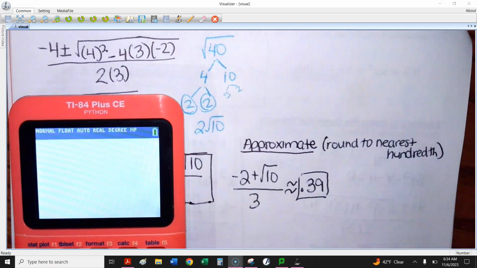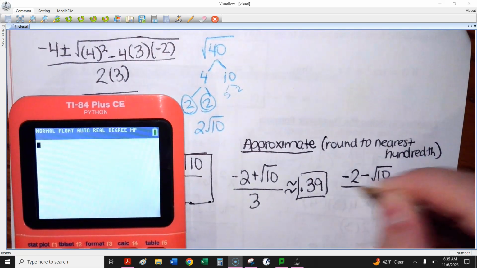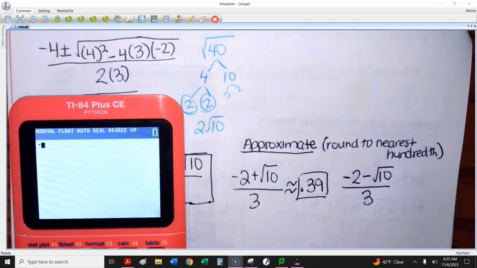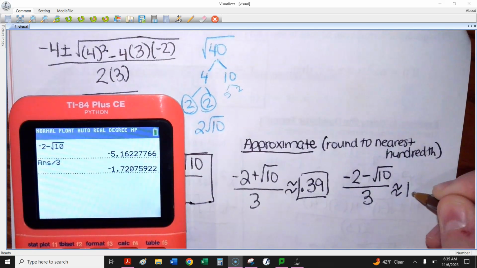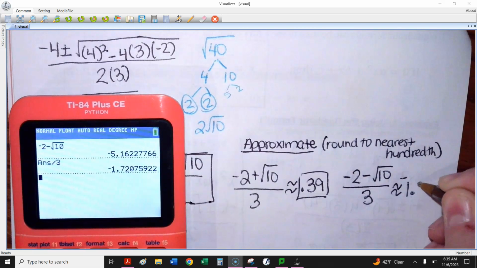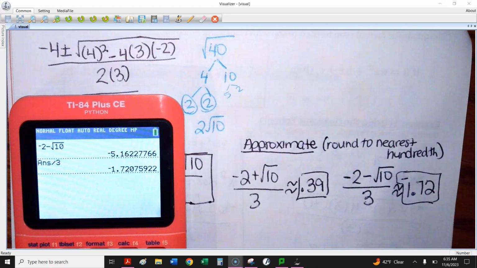To get my other answer, we're going to do -2 minus the square root of 10 over 3. So -2 minus square root of 10, and then just hit equals right there. And then we're going to divide that by 3 to get our other answer, approximately, whoops, I forgot the negative, -1.72. If we set this equal to y and graph this on Desmos, these would be the 2 places you would see the graph cross the x-axis, so they would not be at nice numbers.